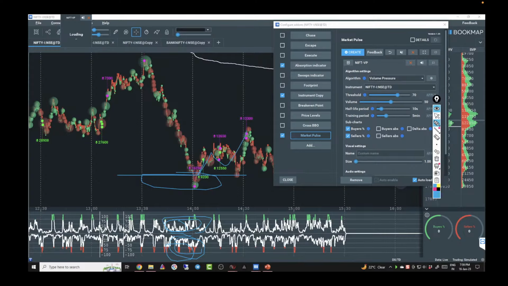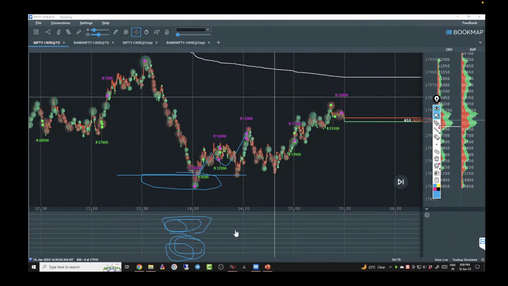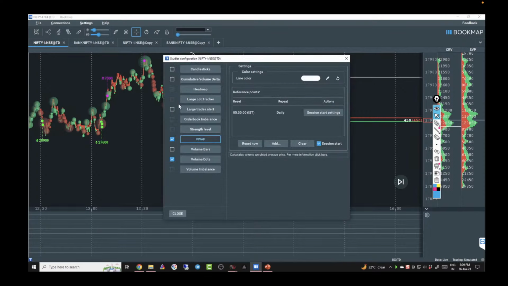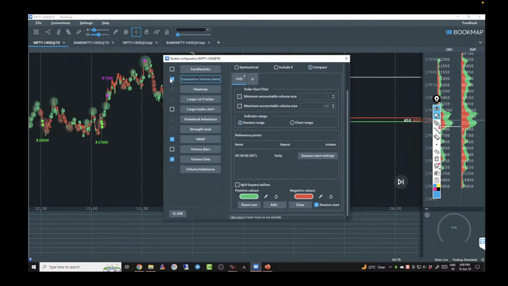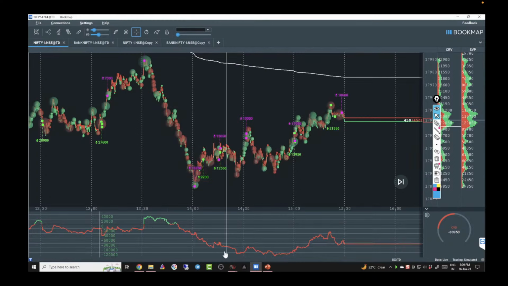Okay, so there is one more question from Shubek. So just a moment. He's asking whether we have a cumulative delta. Yes, definitely we have. Let me show that to you. If you visit studies and configuration, you'll be able to see the cumulative volume delta. This is a line that indicates a cumulative volume delta.